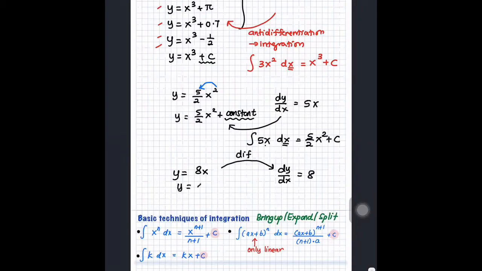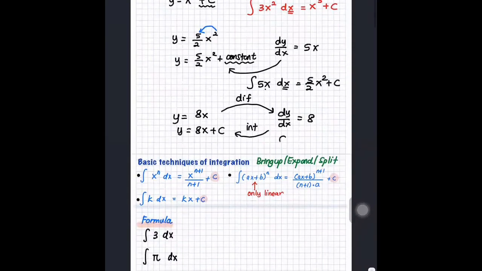Now you are becoming very smart. You are not saying plus 2, plus 1, minus 5. Instead, you are saying plus c. c for the constant. Good job, guys. So the reverse process is integration. How do I write it in a better form? Integrate 8 with respect to x. It's going to be 8x plus c.